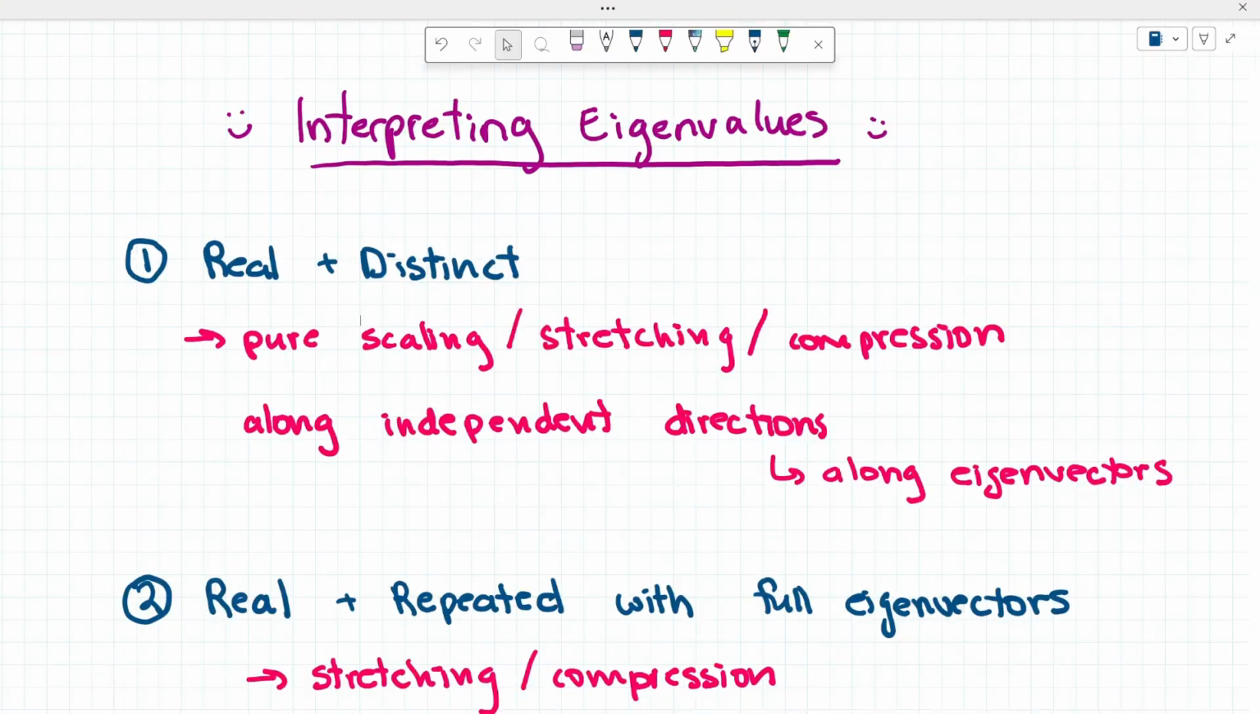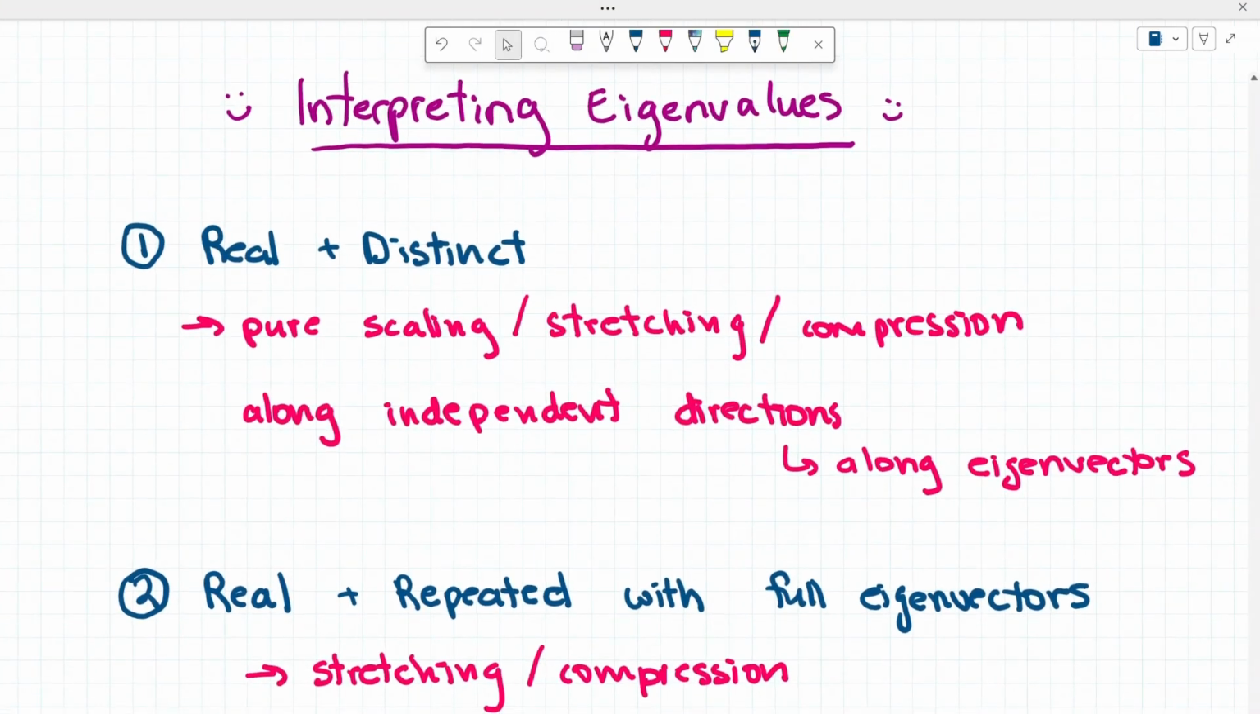So the first type of eigenvalues that you can get are real and distinct eigenvalues. Remember that when we're solving for eigenvalues, we're simply solving the characteristic equation, which is the determinant of our matrix A minus our lambda times the identity matrix, and setting that to 0. So we're just solving for these eigenvalues. They can also be considered as the roots of our characteristic polynomial.